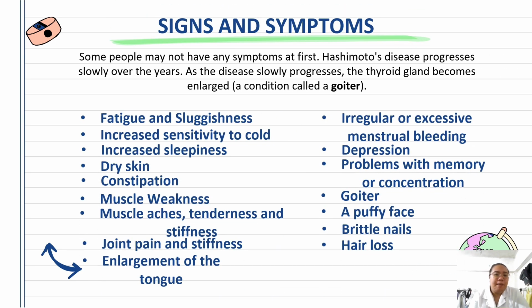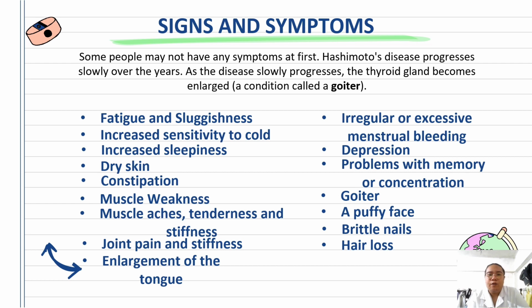Okay, so some people may not have any symptoms at first, but Hashimoto's disease is a disease that progresses slowly over the years. As the disease slowly progresses, the thyroid gland becomes enlarged. So ito na yung tinatawag natin na condition na goiter. This is a common first sign of Hashimoto's disease. Goiter is painless but can create a feeling of fullness in the throat. It can also make the front of your neck look swollen.